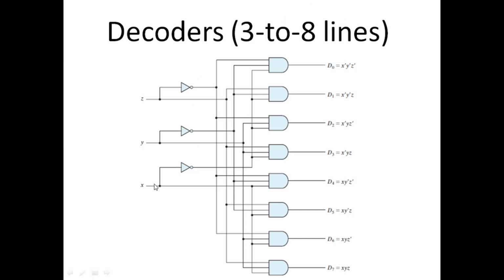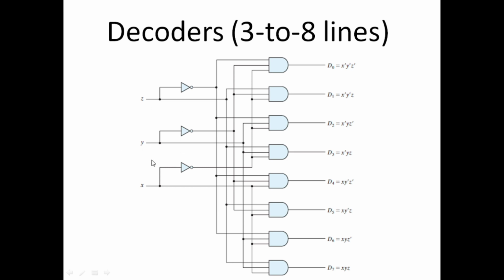Similarly, when x is 0, y is 0 and z is 1, this represents the second minterm, which is d1, x prime, y prime, z. We call this the second output, or d1, of the decoder. Similarly, this is the third minterm, this is the fourth minterm, fifth, sixth, seventh and eighth minterm. So there are 8 minterms, and every minterm is generated by an AND gate of the decoder.